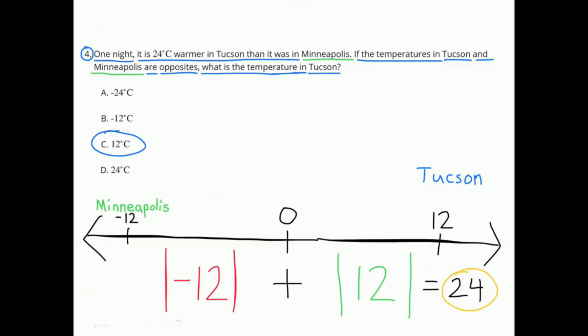This number line shows a pretty good picture, with Tucson's temperature being 12 degrees Celsius and Minneapolis's temperature being -12 degrees Celsius. You can see that they're both opposites and that there's 24 degrees between the two of them. The absolute value of -12 plus the absolute value of 12 is 24. So Tucson's temperature is 12 degrees Celsius, so I selected C.